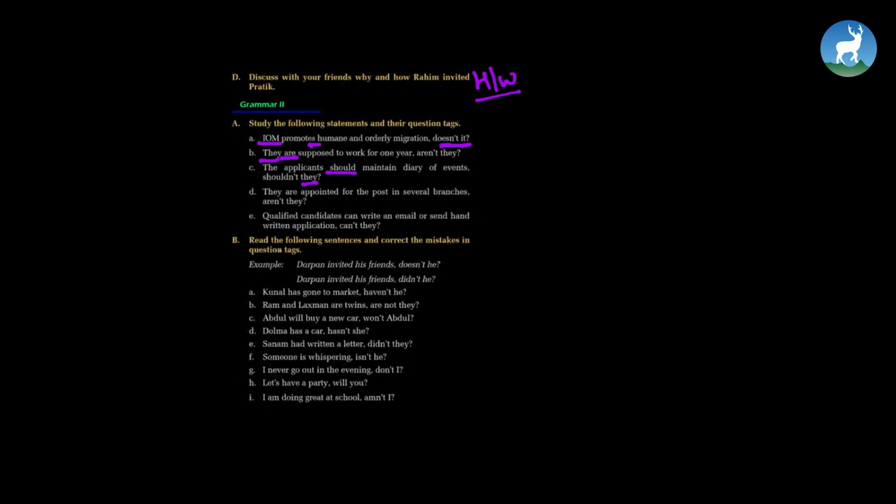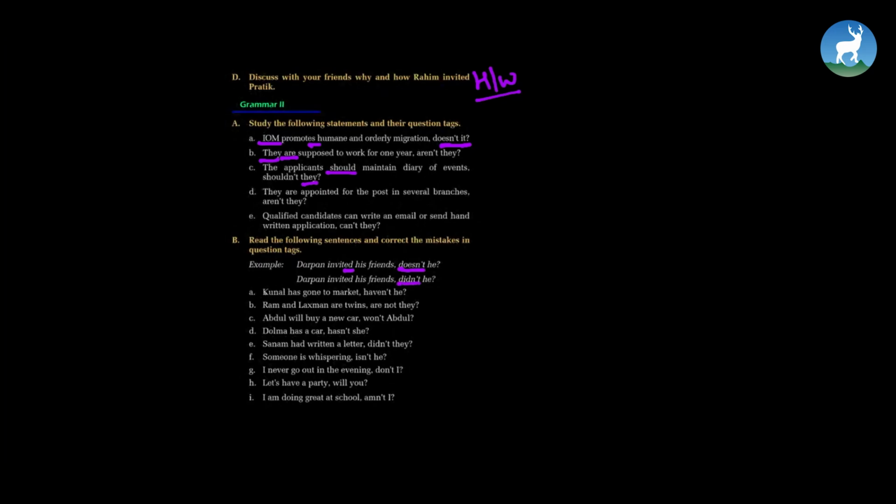Now, read the following sentences and correct the mistakes in question tags. Example has been given to you. Darpan invited his friends, doesn't he? Now this doesn't suit because for doesn't to be here, we needed ES, but instead of ES, we have ED in the past tense. So instead of doesn't, we need didn't.